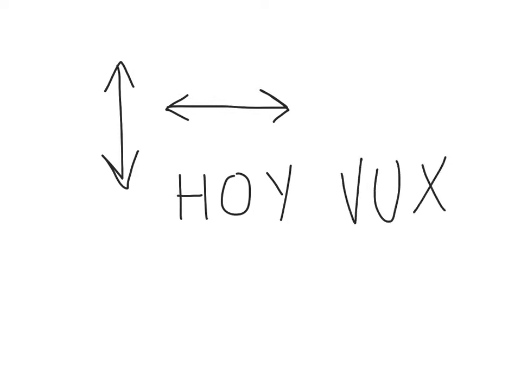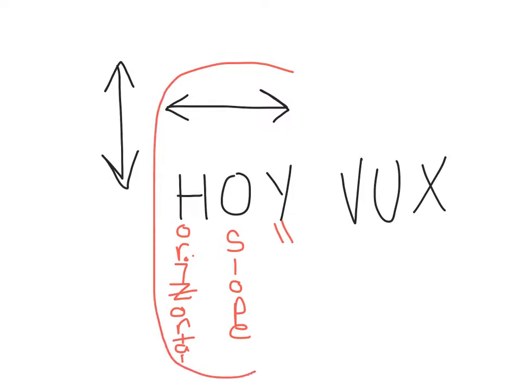And so if you write HOY BUCKS, it will help you remember. So horizontal lines have a 0 slope, and they are in the form y equals. Horizontal lines are the ones that go side to side, like the horizon. So that's horizontal.